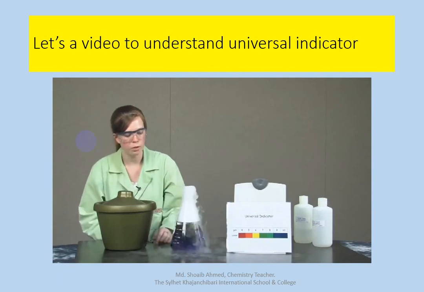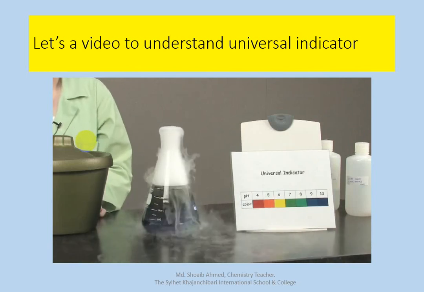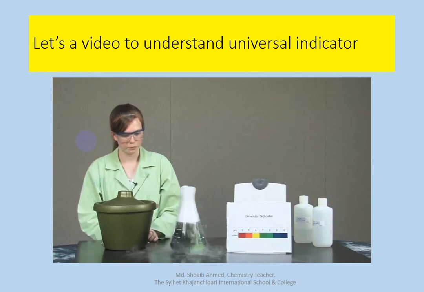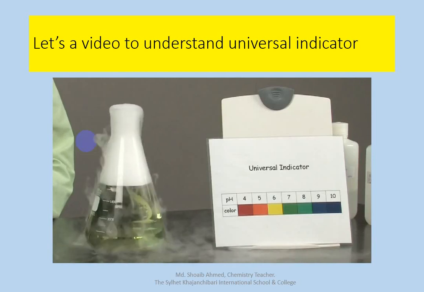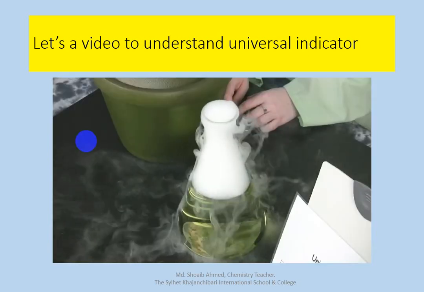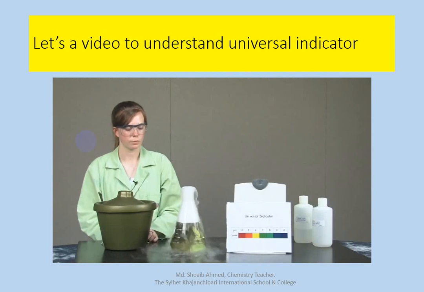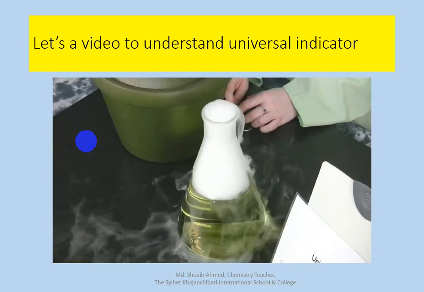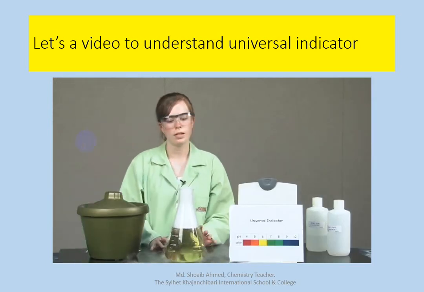So it looks like we're starting to go blue, and then we should be able to see green and then yellow. Looks like we're starting to go green. And we are slowly going to yellow, it looks like. Looks like we're at yellow, so we're down to a pH of about 6 or so.